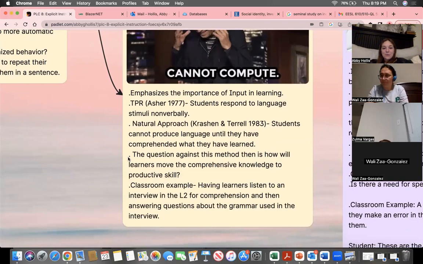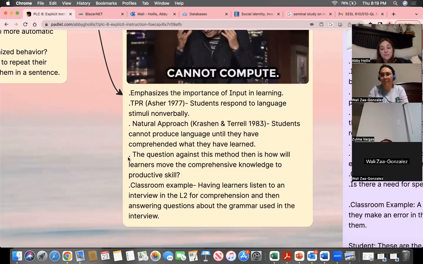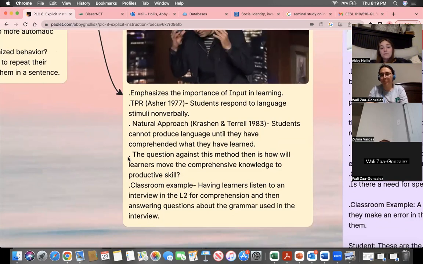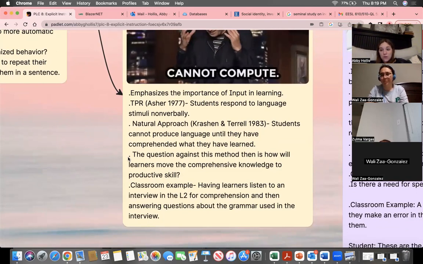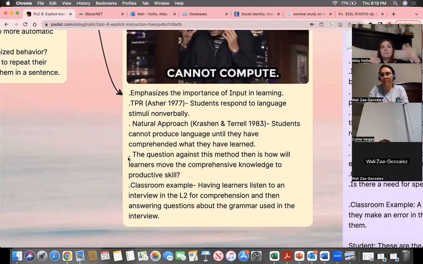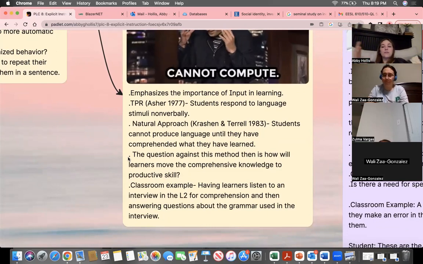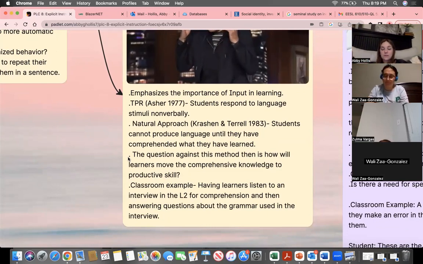But the question against this method then is, how will learners move from comprehensive knowledge to productive skills? So how, if we're not speaking in class and if we're just taking it all in and trying to soak everything that everyone is saying in, when are we going to actually have the chance to move that to a productive skill?